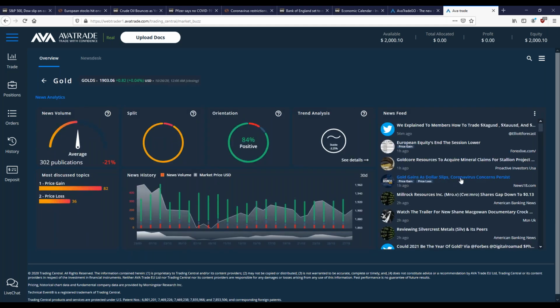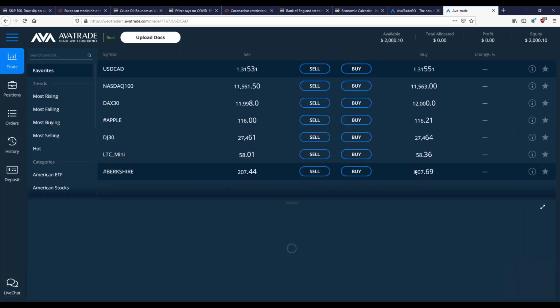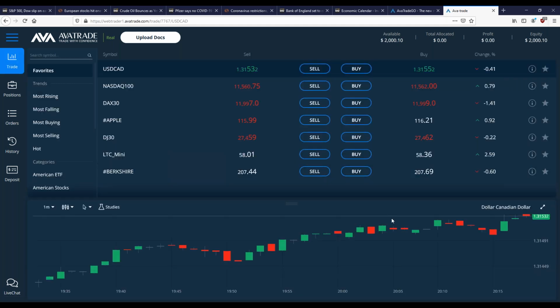Gold gains as dollar slips. Coronavirus current concerns persist. Let's say we wanted that story. Okay, great. I click on it and we start to read more details about it. And the story continues. I can click and read more about it. So all kinds of information through Trading Central, which is available through the WebTrader platform.